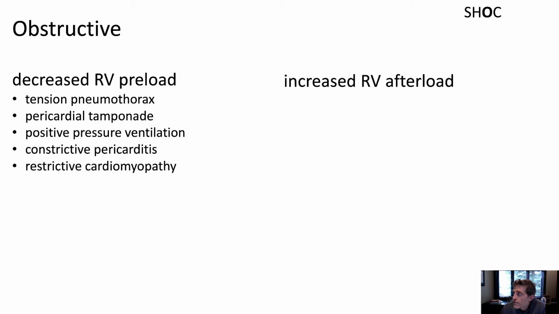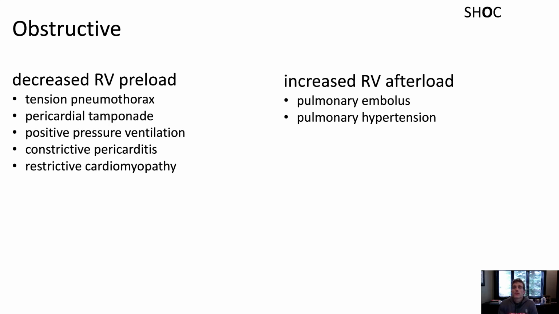We can also look at it from the point of RV afterload. So what are things that increase the afterload that the RV will see? It's going to be things like pulmonary embolus and pulmonary hypertension. Those things could result in obstructive shock as well.